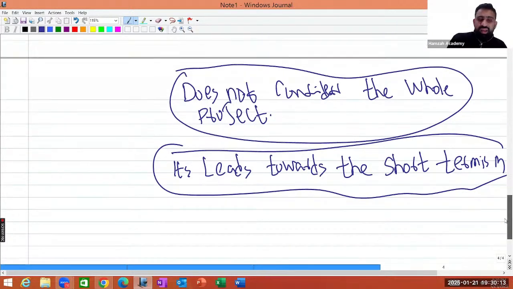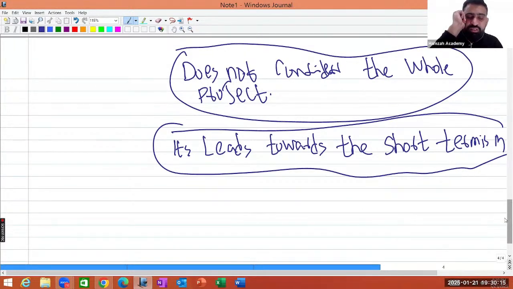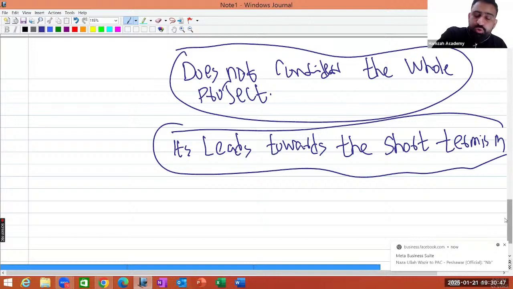Okay. And another very general disadvantage of the payback period is that it does not consider the size of the project. For example, if I have two projects and I have to select only one, and they are mutually exclusive projects. Now let's say project A has a payback period of 4 years and project B has a payback period of 7 years. Tell me, according to payback, which project would you select, project A or project B?